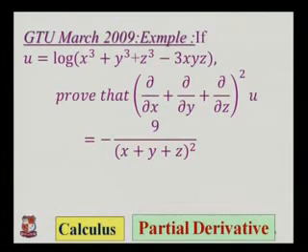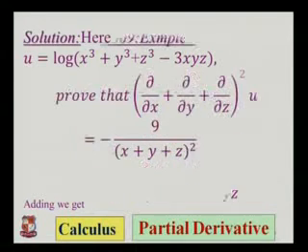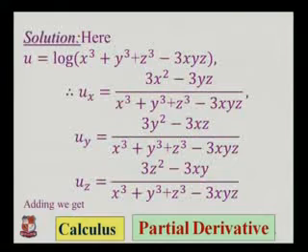So we start our example with the solution. Here u is equal to log of x cube plus y cube plus z cube minus 3xyz. We will take the derivative of u with respect to x. We know the derivative of log t is 1 by t. Here our t is x cube plus y cube plus z cube minus 3xyz. So we take it along, and the derivative of x cube is 3x square.